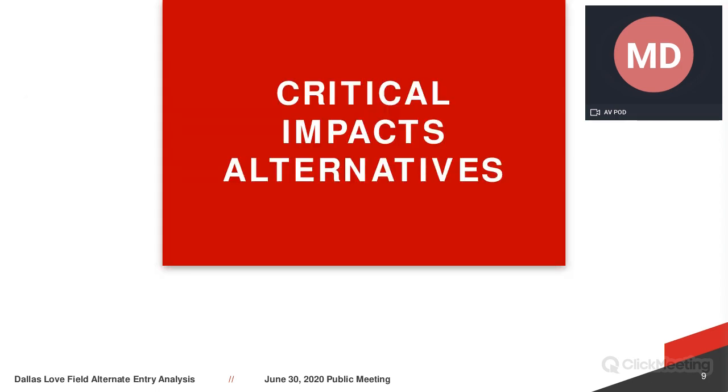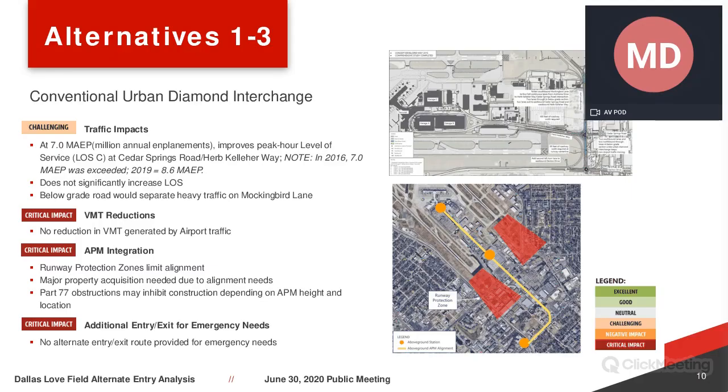So moving along, we just went one by one, looking at all of the various options that we had. The first 3 alternatives, 1 through 3, were really to improve the intersection that we had at Mockingbird and Herb Kelleher. Talking about different traffic methods using a urban diamond exchange, any way that we could really solve the issue with the existing footprint we had for the intersection.